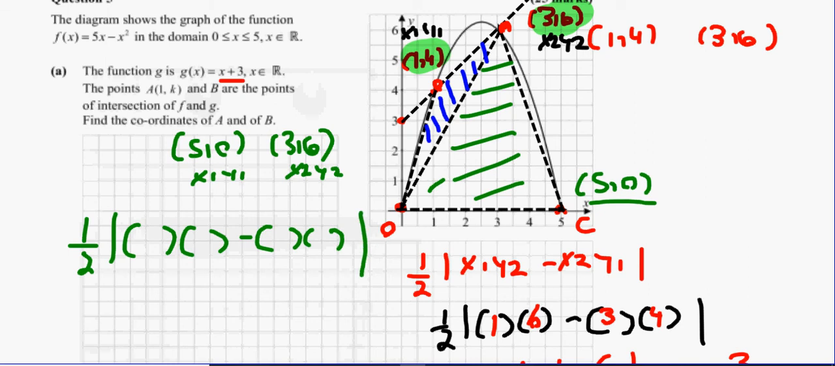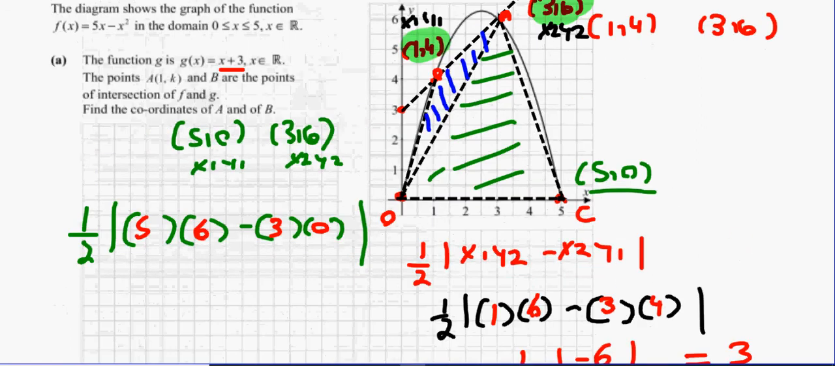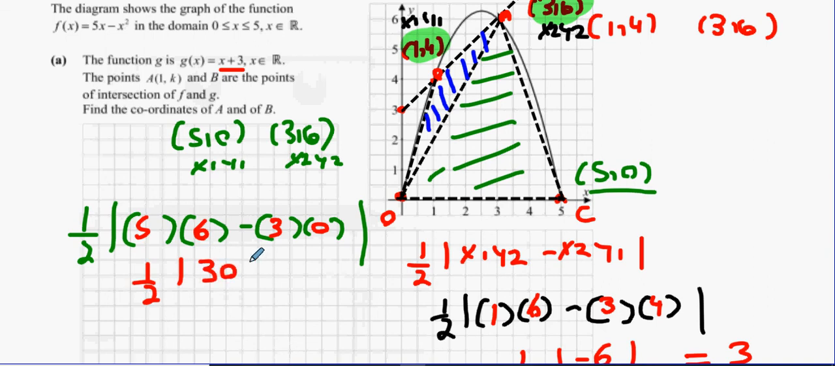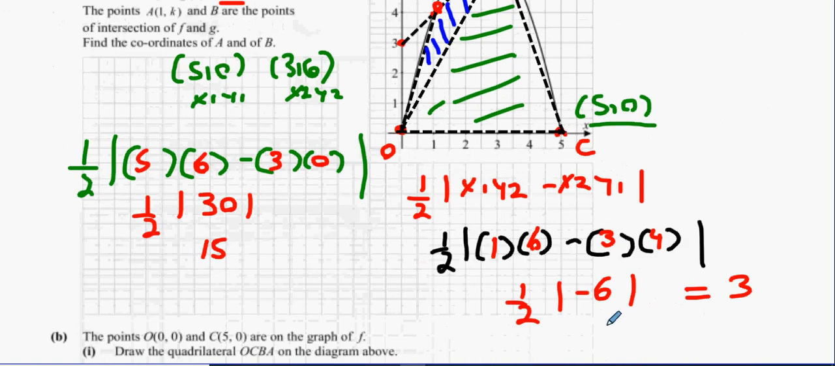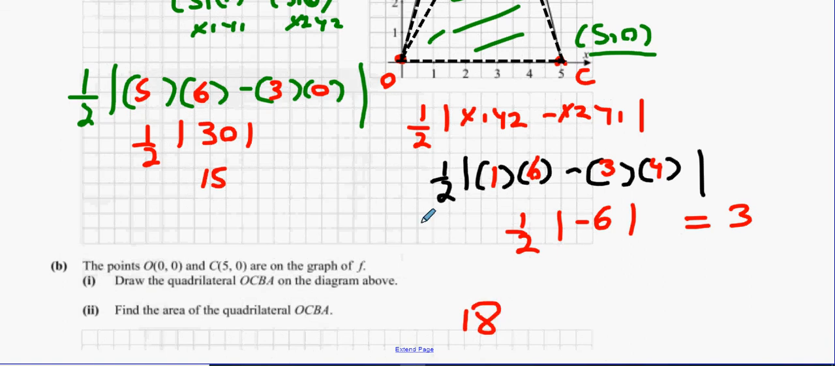So, 5 times 6, 3 times 0. Should it be bigger or smaller than 3? Which one's bigger, the green triangle or the blue triangle? Green one's bigger by a lot, so this answer better be bigger than it. Half times 30, 15, and then 15 plus 3, 18. So that's 18. Is that the end of that question? Is there anything else? A triple I? Yeah, that is II. Alright.